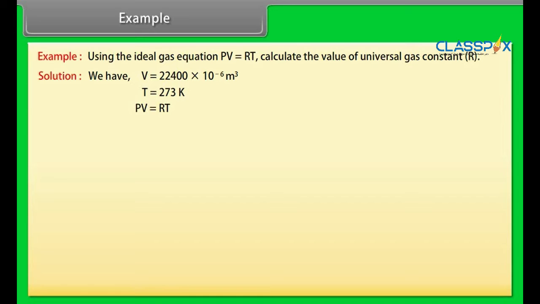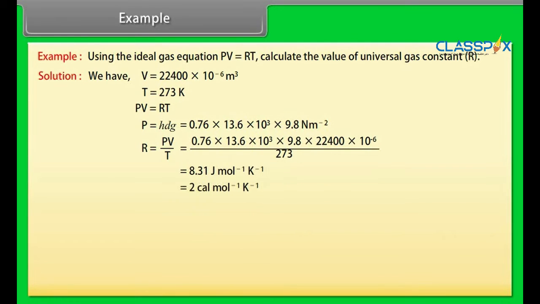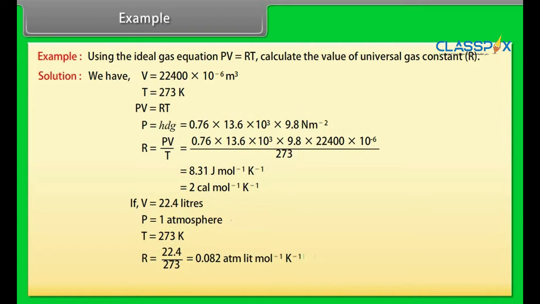PV is equal to RT. P is equal to hρg. Now, we calculate value of R by putting the values. R is equal to PV by T, which is equal to 2 calorie per mole per Kelvin. If V is equal to 22.4 liters, P is equal to 1 atmosphere, T is equal to 273 Kelvin, R is equal to 0.082 atm liter per mole per Kelvin. Hence, the value of universal gas constant is 0.082 atm liter per mole per Kelvin.